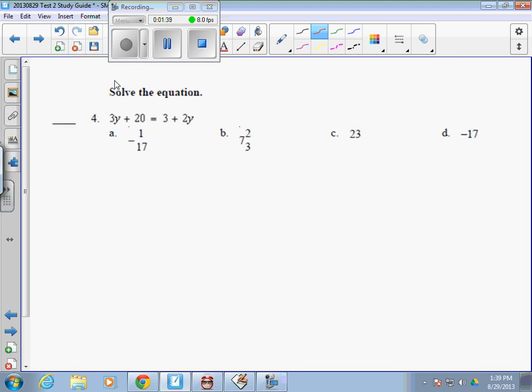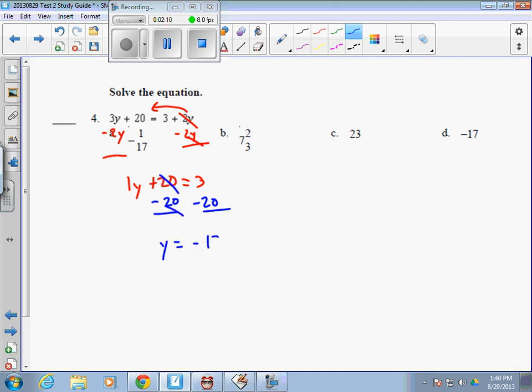Solving this equation, you've got variables on both sides. Put your smaller y over to your larger y side. 2 is smaller than 3, so subtract positive 2y. If you subtract it on the right, subtract it on the left. That leaves you with 1y plus 20 equals 3, and these cancel each other out. Since you put y on the left side, put everything else on the right side. Subtract 20 from the left, and do the same on the right. It leaves you with y equals 3 minus 20, which is negative 17. D.